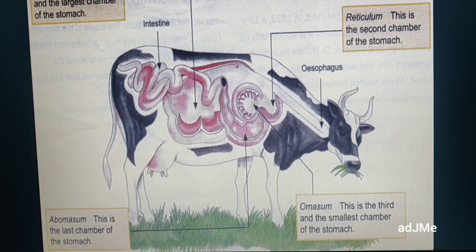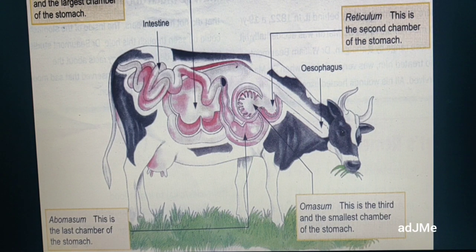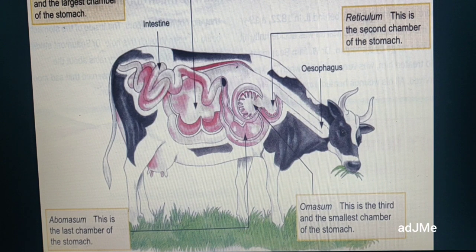Now the digestion takes place inside the stomach by the animal itself. From the third chamber, which is omasum, it goes to the abomasum, and then in the intestine the nutrients are absorbed and the waste is sent out through the anus. Right. So our second lesson on this topic comes to an end.